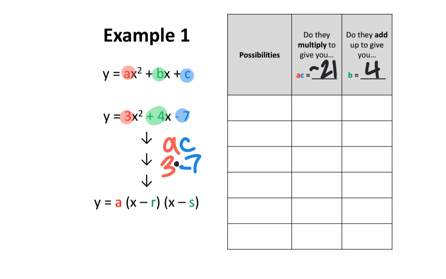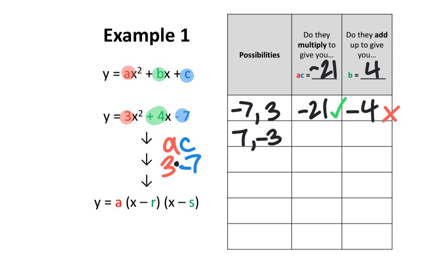Using guess and check, we have to find two numbers that multiply to give us -21, and the same numbers must add up to give us 4. I'm going to start with -7 and +3. -7 times +3 will give us -21. So that definitely works. However, -7 plus 3 gives us -4. So that doesn't work. Let's try something similar.